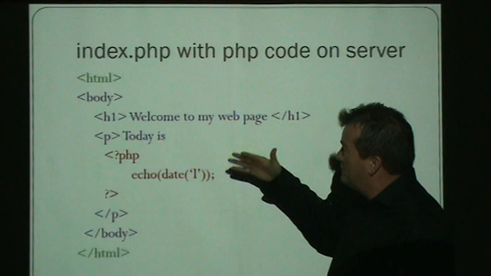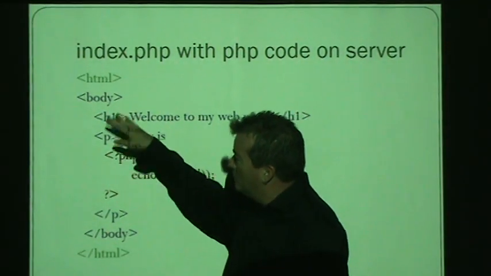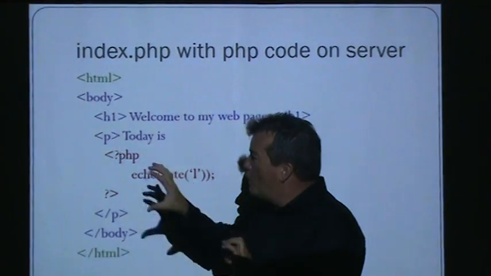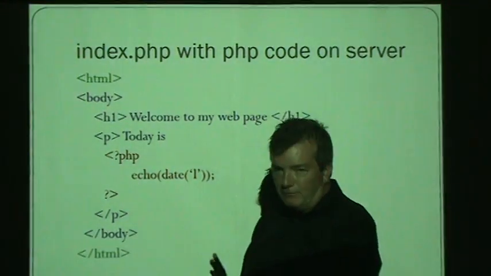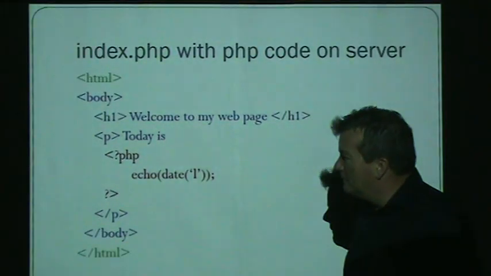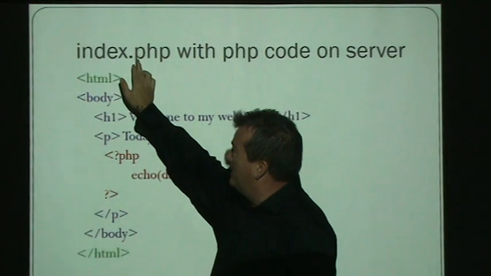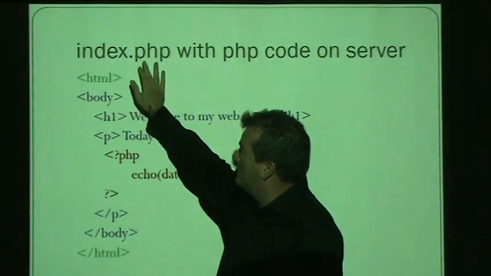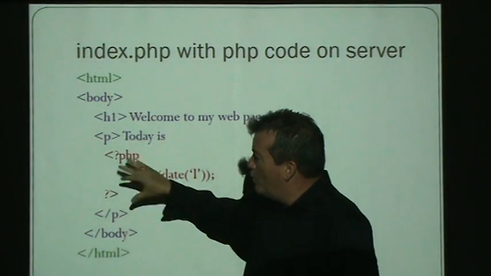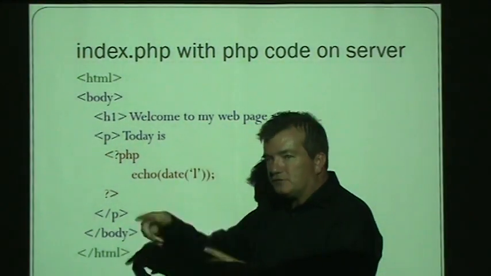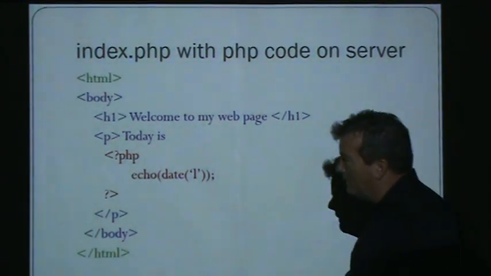So we could have an HTML page, but now to alert the server that there's code in the page that needs to run on the server before it's sent back to the client, we'll change the name of the file. So instead of calling it index.html, we'll call it index.php. That's a signal to the server. There might be some code in here that you have to run on the server before you send the answer back, before you send the HTML page back.